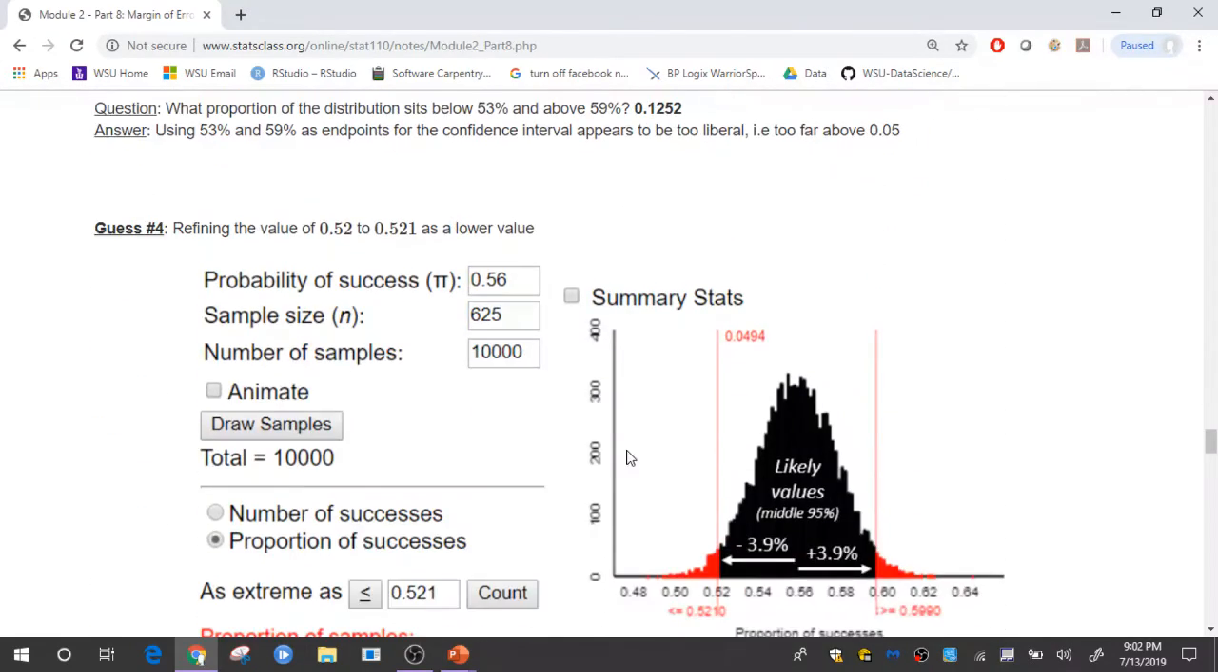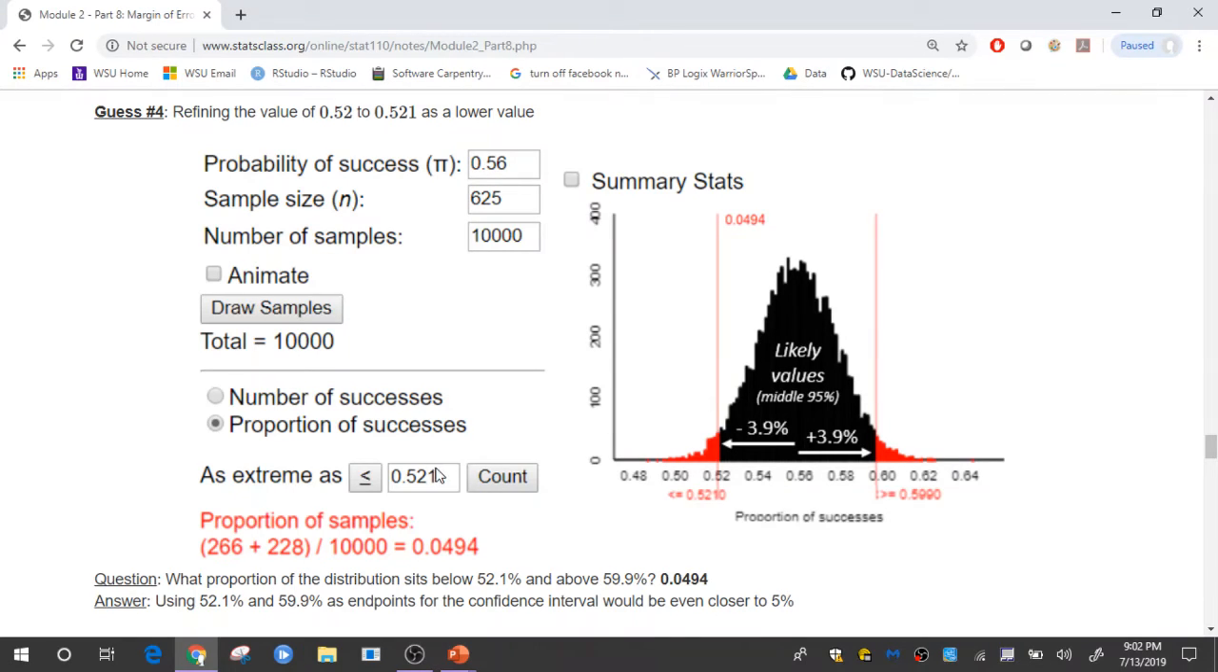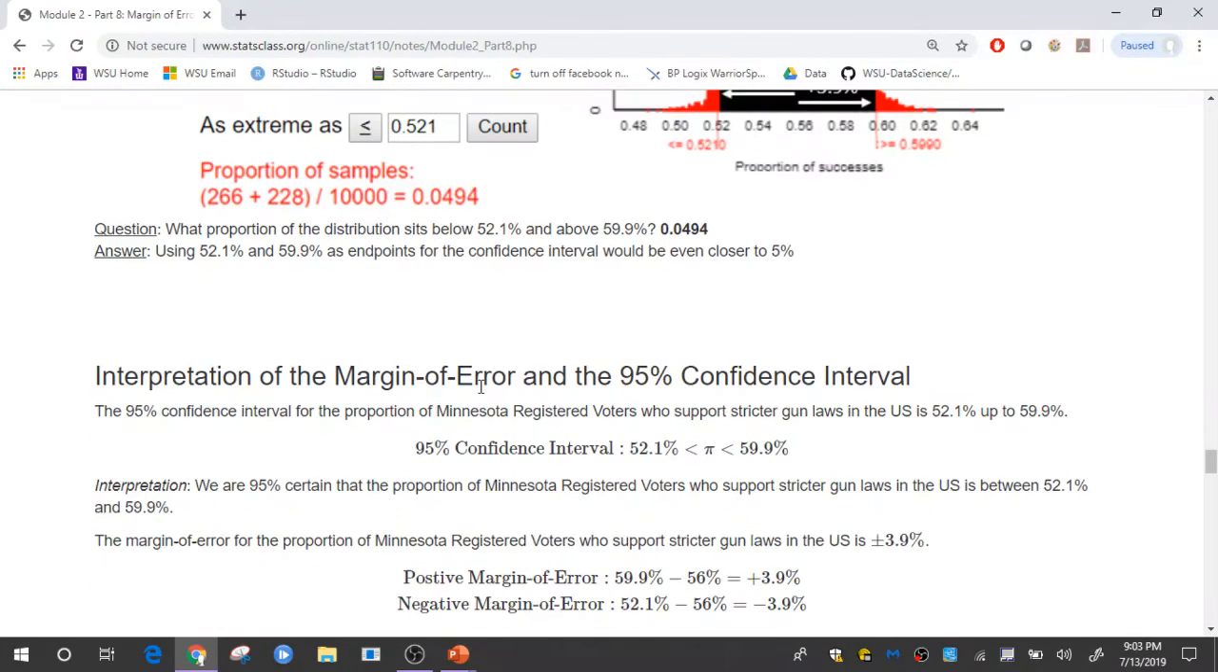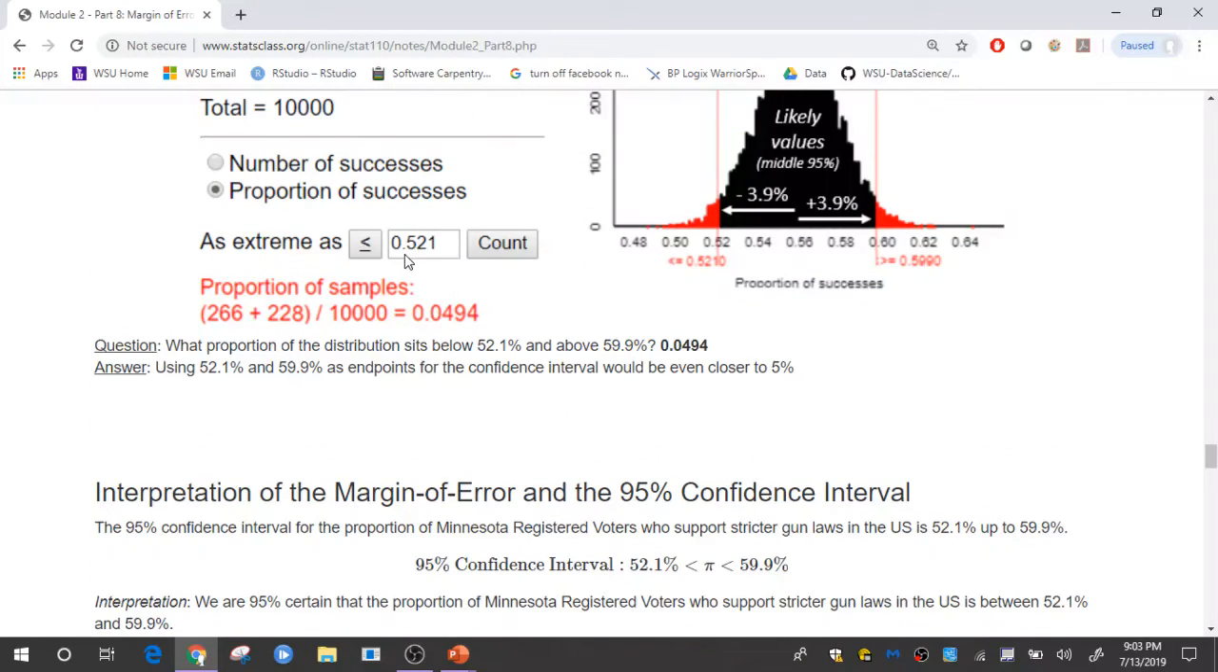Now I did provide a fourth guess where I'm just refining this even more. So here I'm using 0.521. I'm just refining that more and more. And when I do that, I get a value very, very close to 0.05. So a reasonable lower endpoint looks like it's about 0.521. If you use 0.52, that's certainly going to be close enough for me. So the confidence interval here is going to be from 0.521 up to 0.5999 here.